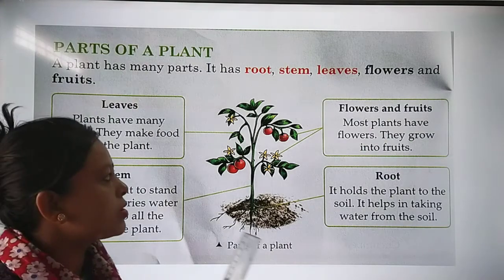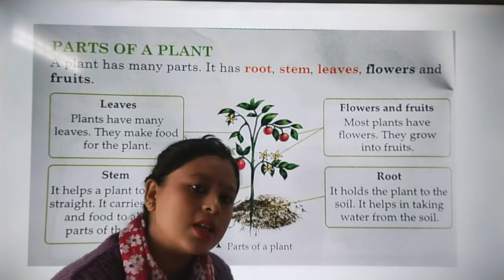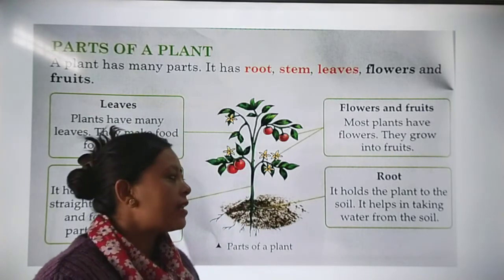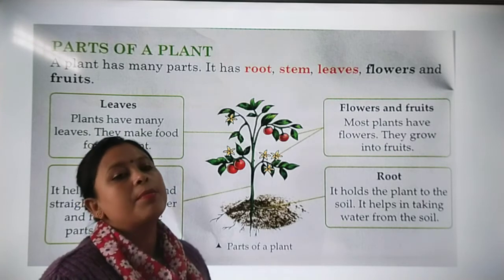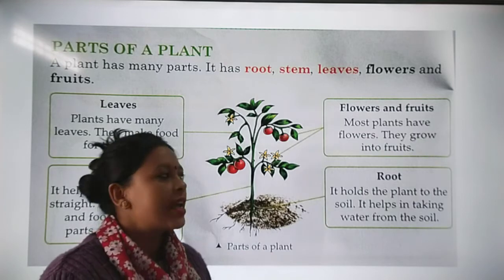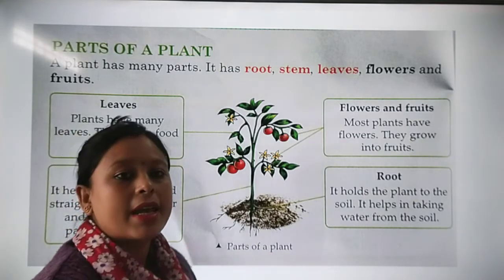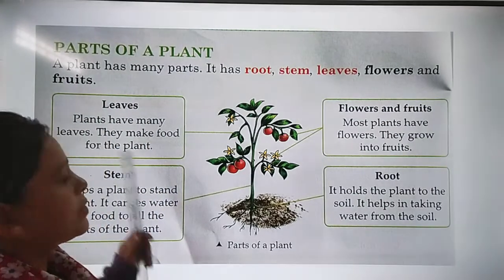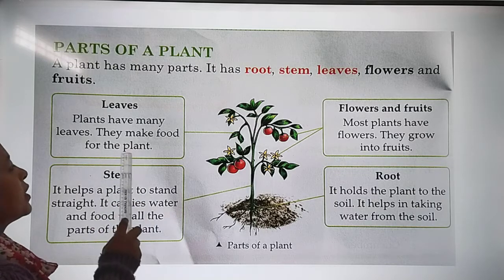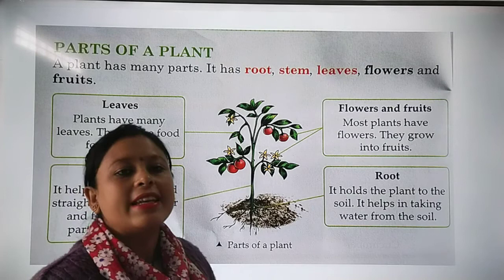So children, like human beings like us, we also need food to live and grow, isn't it? So like us, plants also need food to live and grow. Okay, but which part of the plant can make their food? Leaves, isn't it? Plants have many leaves. They make food for the whole plant. So plants also need food to live.